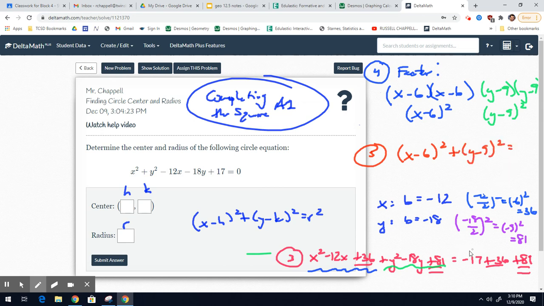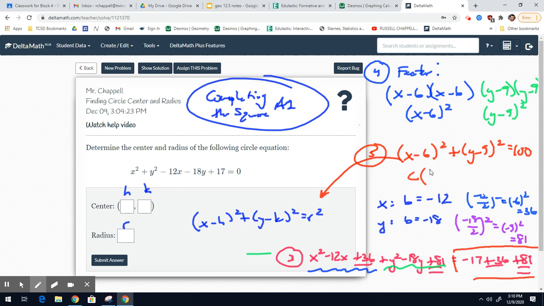And on the right-hand side, you just simply add or combine negative 17 plus 36 plus 81, and that's 100. Perfect. There is your equation. And now we can pull out our h and k.